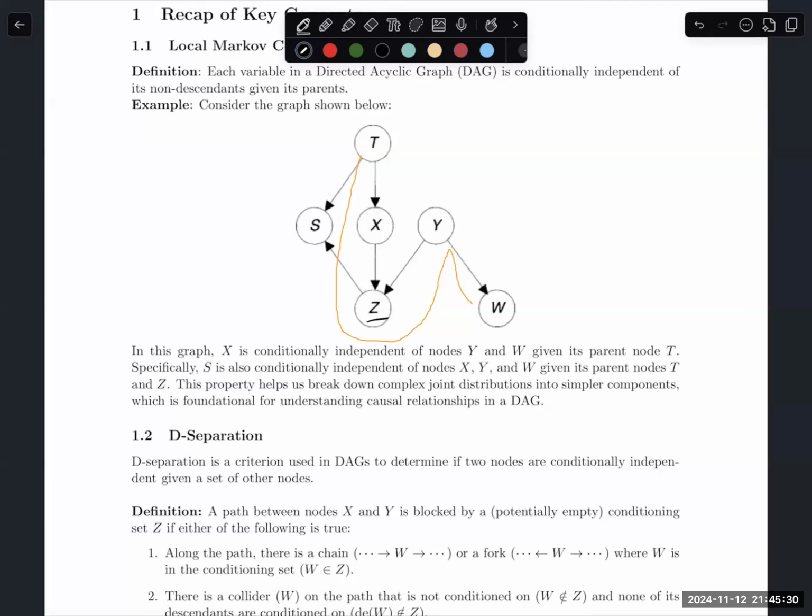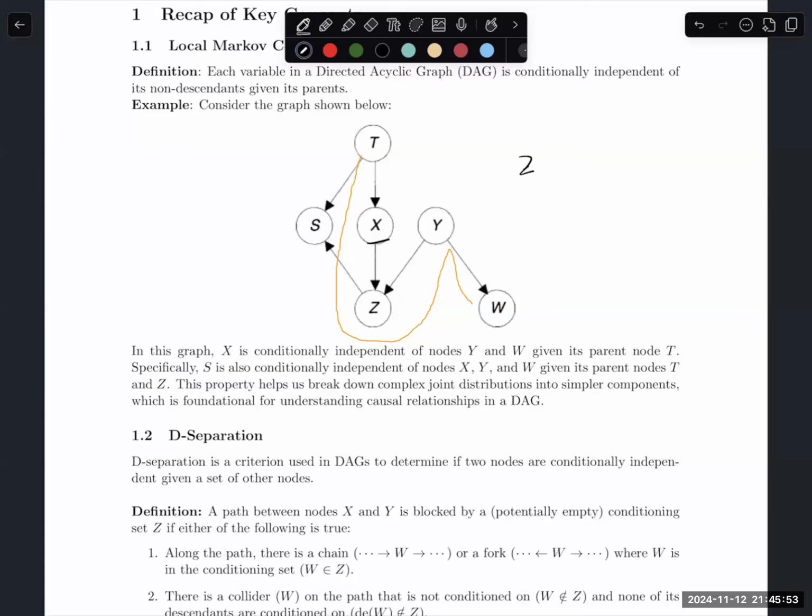So T and W will be conditionally dependent, right? If we consider the Z in the conditional set, then this is not independent between Z, T and W. Yeah, so if we further condition on X, in this case, are T and W independent?